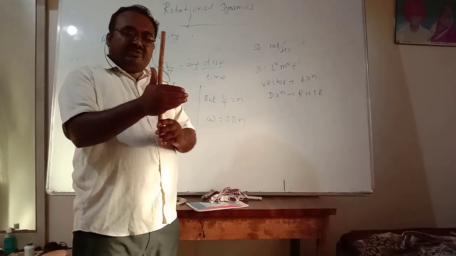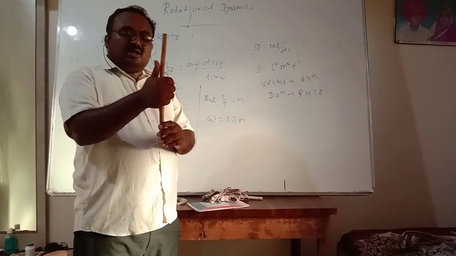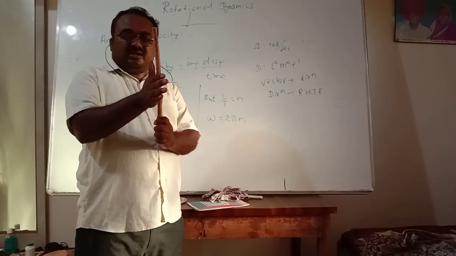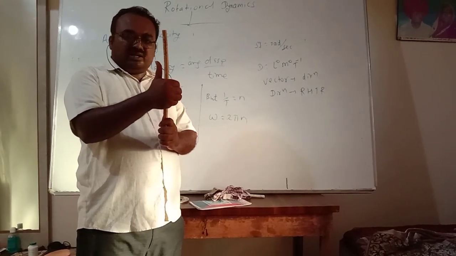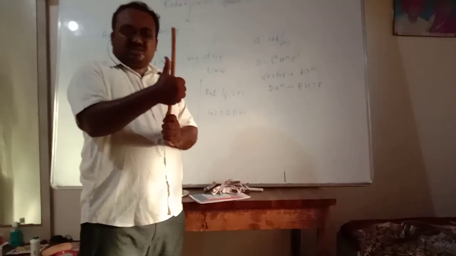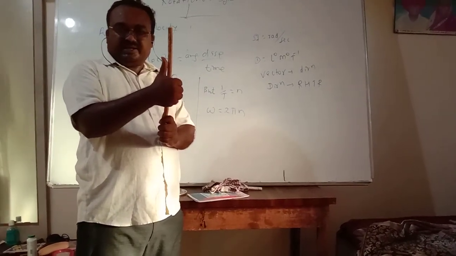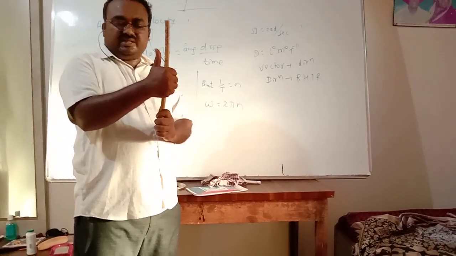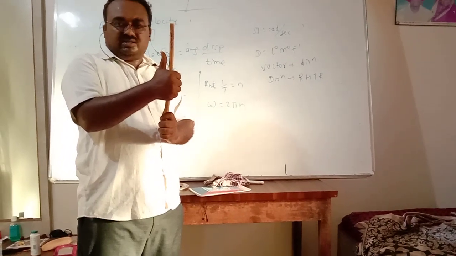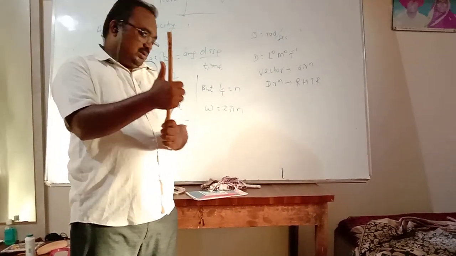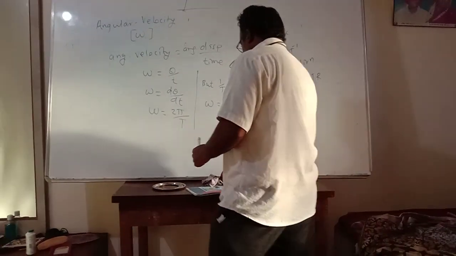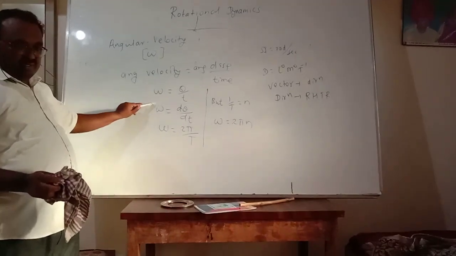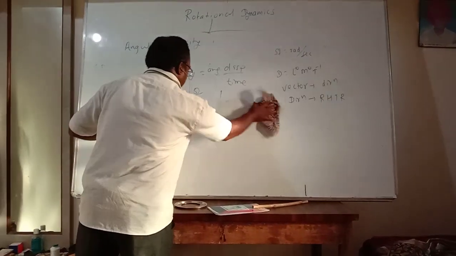Imagine that the axis is held in the right hand. The curl finger shows the direction of rotation, and then the stretch thumb gives the direction of angular velocity. Getting the point? When the curl finger shows the direction of rotation, the stretch thumb gives the direction of angular velocity. You have to remember and learn all the formulae by heart. Now we'll see the direction.